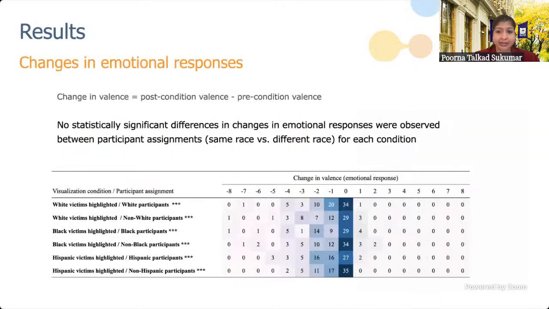And so here are the results. We calculated changes in emotional responses, or change in valence, as the difference between post-condition valence and pre-condition valence. And contrary to our expectations, we did not find a significant effect of racial concordance on changes in affect. That is, no significant differences in affect changes were observed between participants who viewed data about their own race and those who viewed data about a different race for each condition.